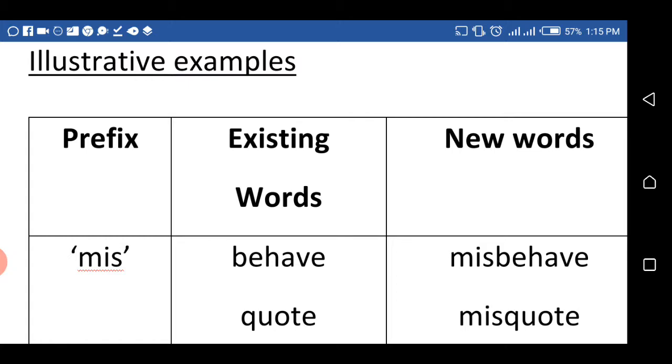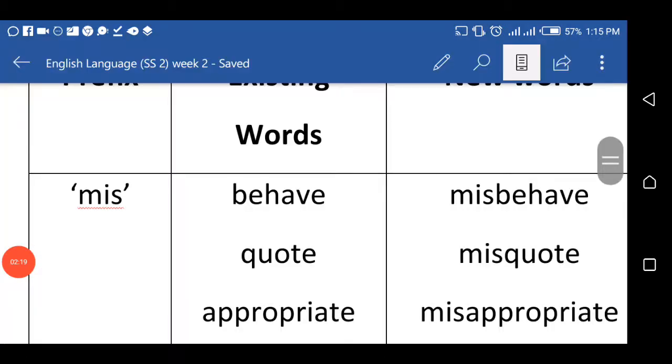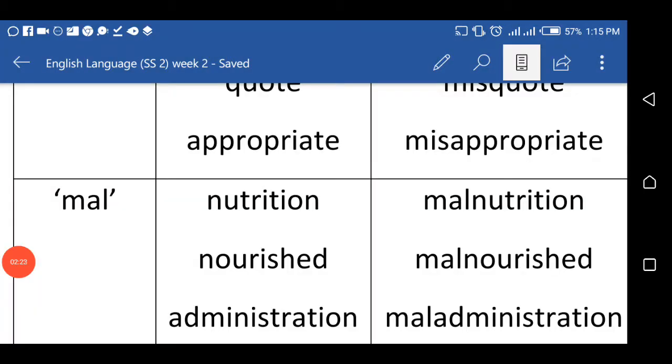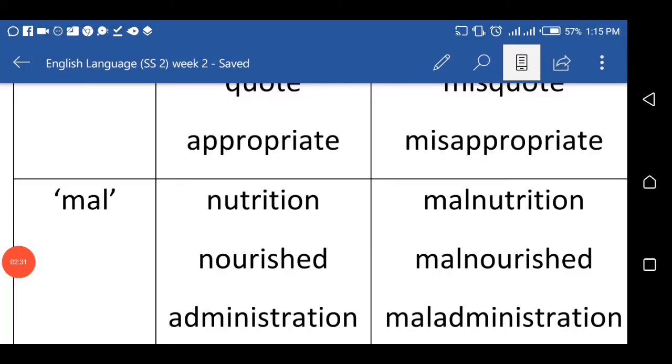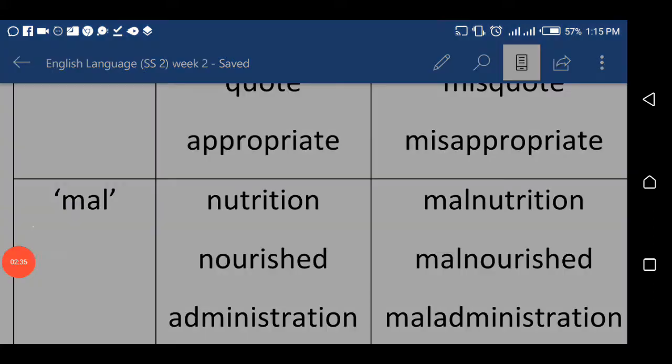When you add the prefix miss to the word behave, you form the word misbehave. When you add miss to quote, you have misquote. When you add miss to appropriate, you have misappropriate. When you add mal to nutrition, you have malnutrition. When you add mal to nourish, you have malnourished. When you add mal to administration, you have maladministration.